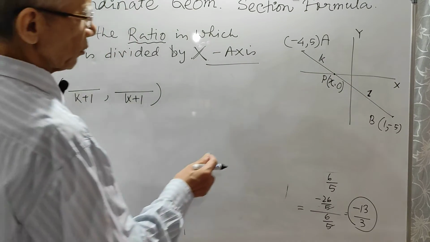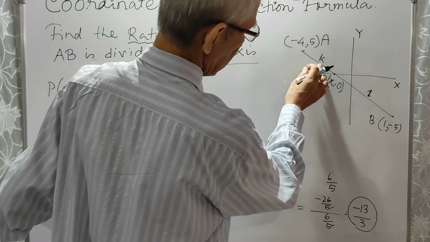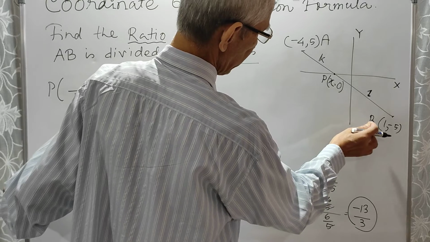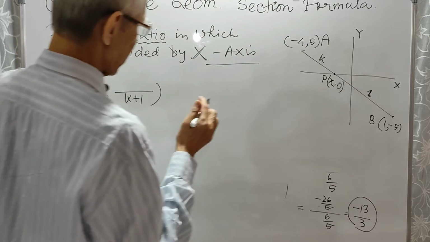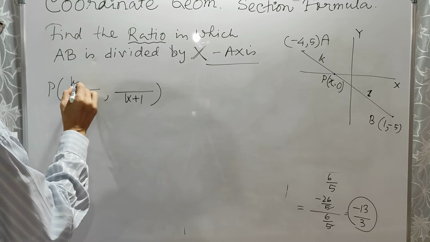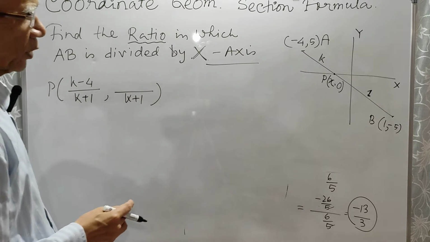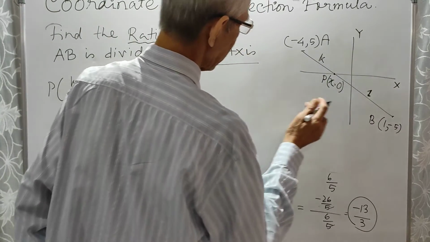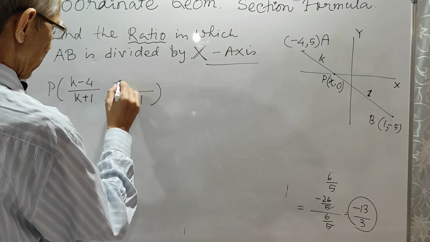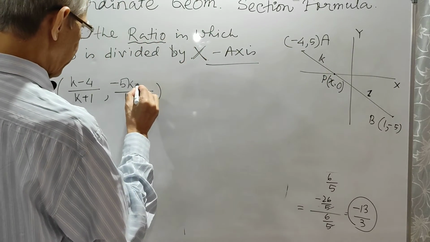So using the section formula, what is the x coordinate? K into 1 plus 1 into minus 4, that means k minus 4, over k plus 1. And what is the y coordinate? K into minus 5, minus 5k, plus 1 into 5, that is minus 5k plus 5.